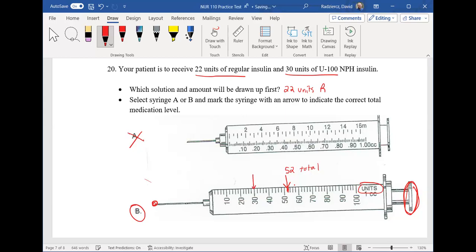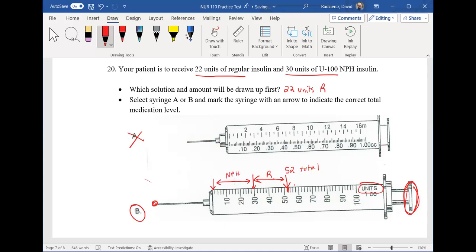So what that means is between 30 and 52, in this range here, this is where your regular insulin hypothetically would be because you drew it up first. And then between 0 and 30, this is where my NPH would be.